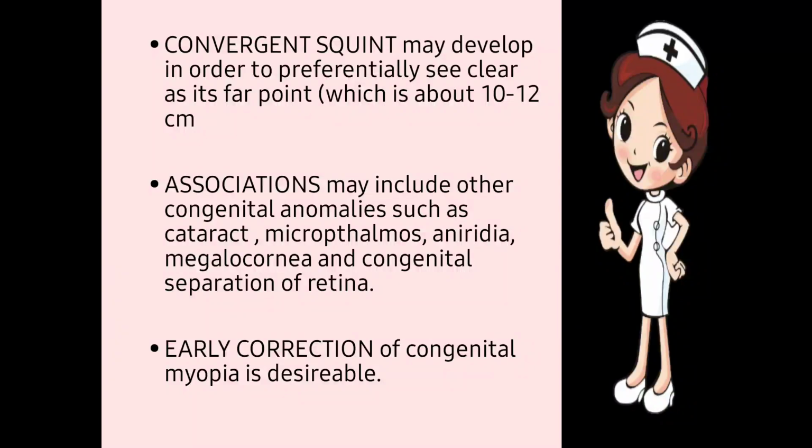Associations may occur with other congenital anomalies such as cataract, sometimes present by birth, microphthalmos, which is a small eye, aniridia, megalocornea, and congenital separation of the retina. All these conditions may be associated with congenital myopia. Early correction of congenital myopia is desirable, so we are supposed to give the correction to the patient as soon as possible.